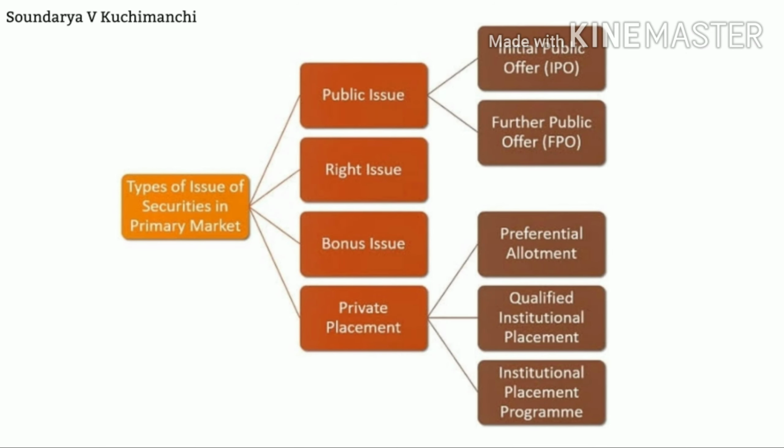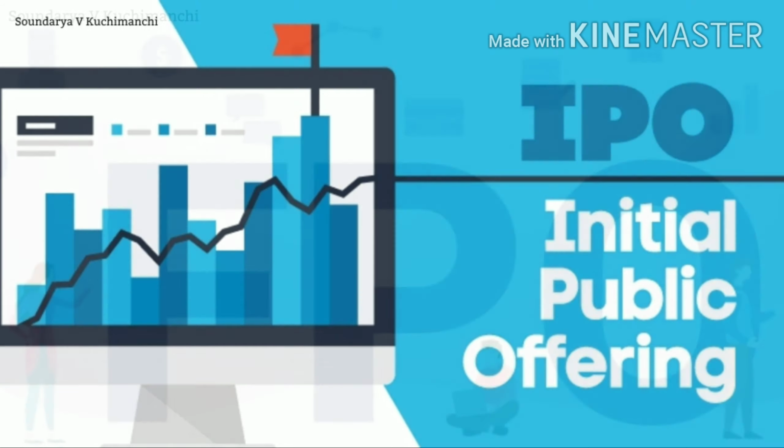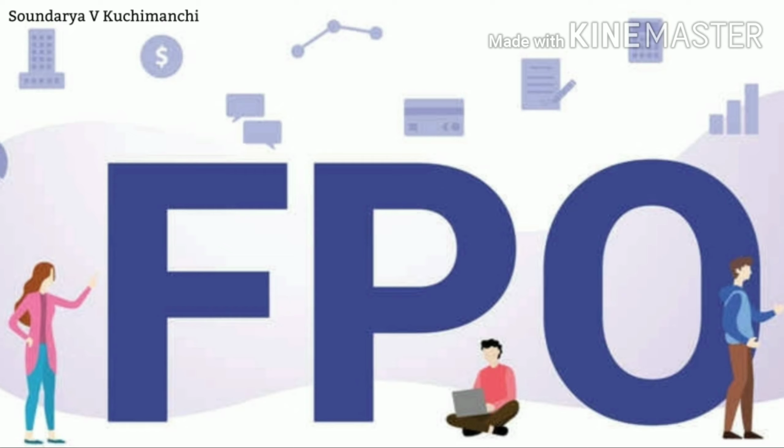Types of issues in primary market. Type 1, public issue. Public issue is further classified into IPO and FPO. IPO is the first public issue of the shares of a private company that is going public. And FPO is the second or subsequent public issue of the shares of an already listed public company.